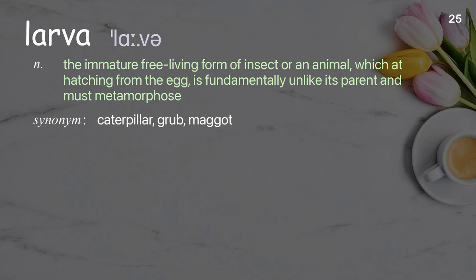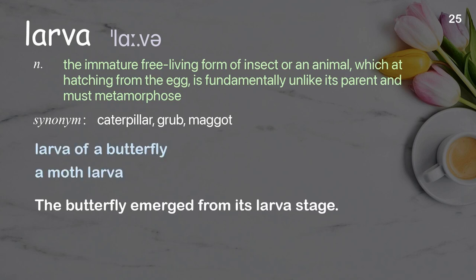Larva. The immature free-living form of insect or an animal, which at hatching from the egg, is fundamentally unlike its parent and must metamorphose. Examples: Larva of a butterfly. A moth larva. The butterfly emerged from its larva stage.